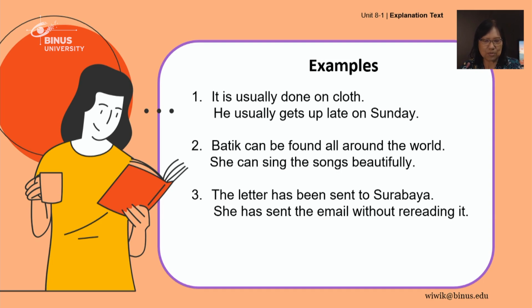Okay, how about number two? Batik can be found all around the world. And then another one using can. She can sing the songs beautifully. Can you notice the difference between can be found and can sing? The third example is, the letter has been sent to Surabaya. She has sent the email without rereading it.